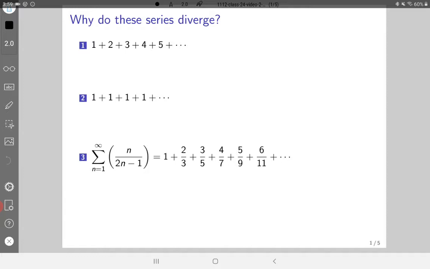And then I'll show you a really interesting, famous example of an infinite series that we're going to see pop up a lot for the rest of the semester. So let's look at these examples in turn here. Why do they each diverge?